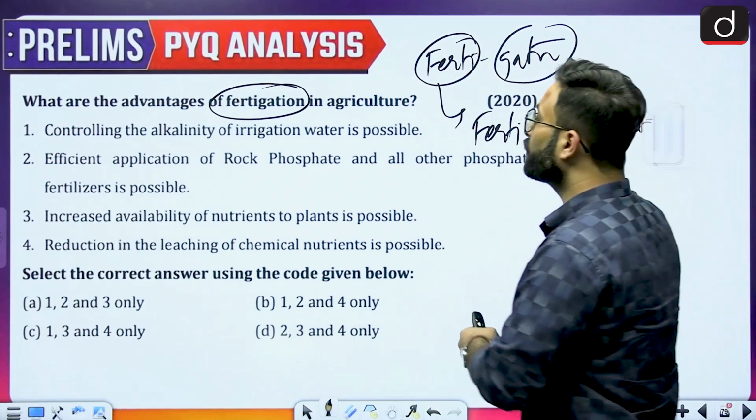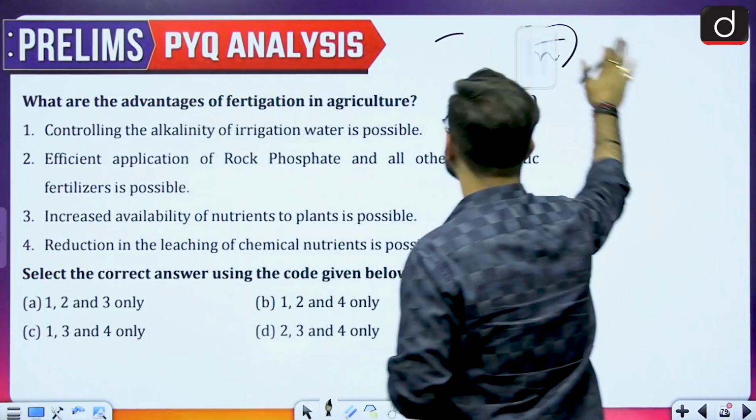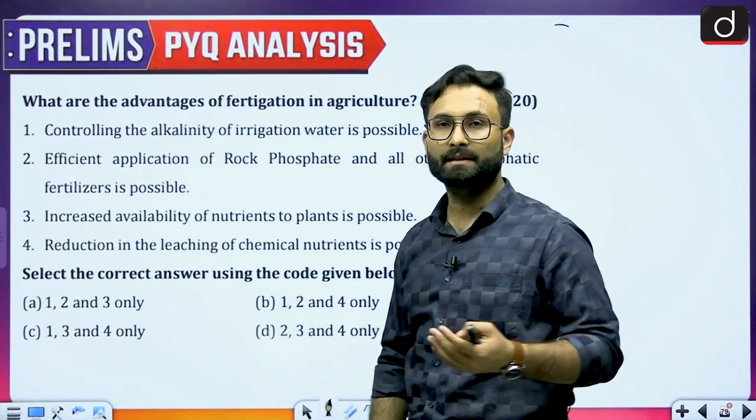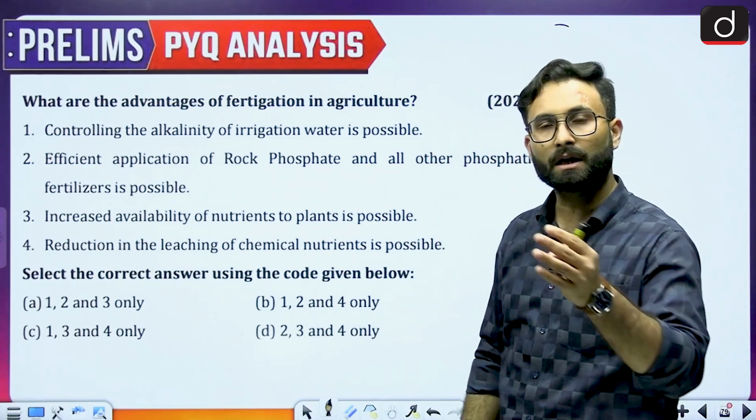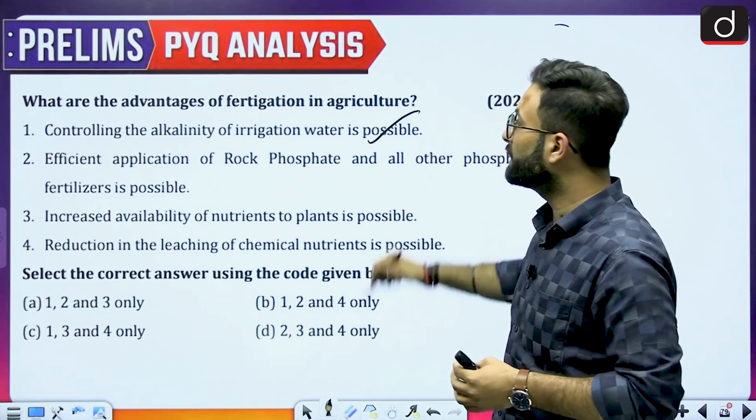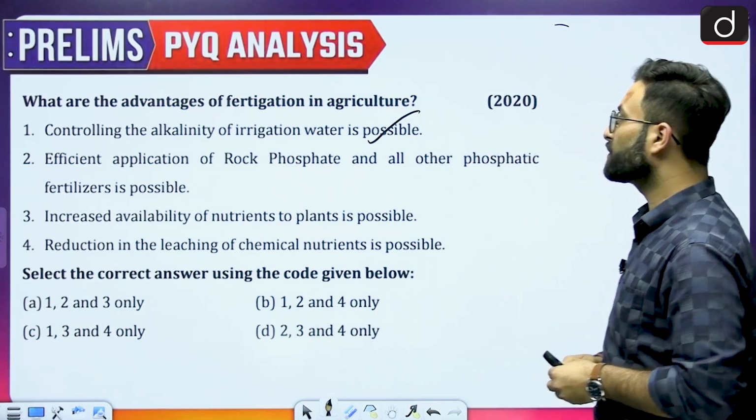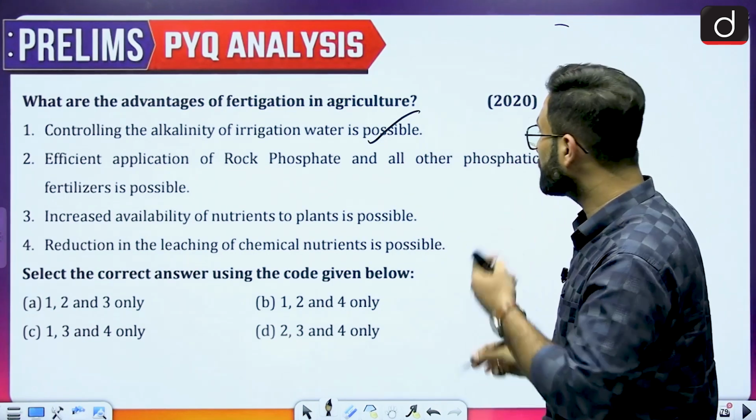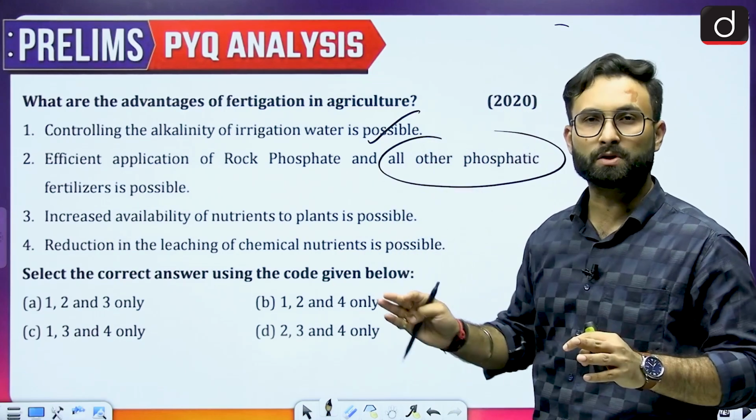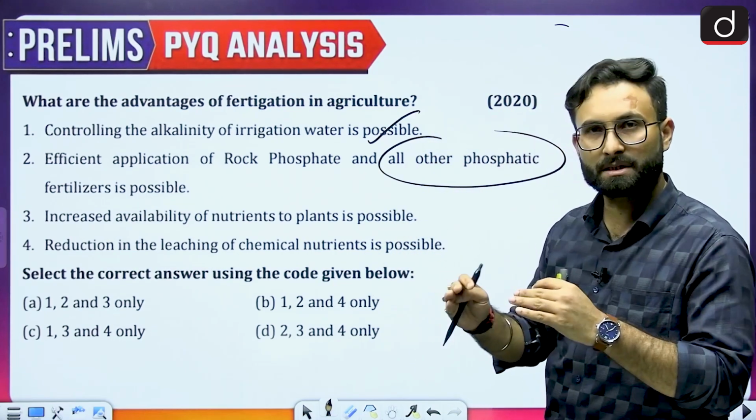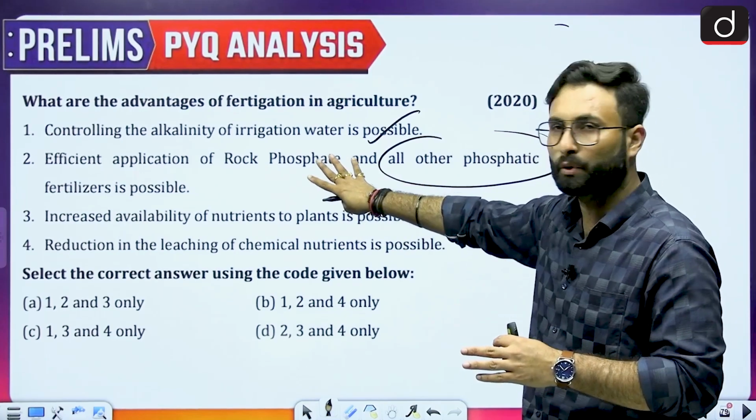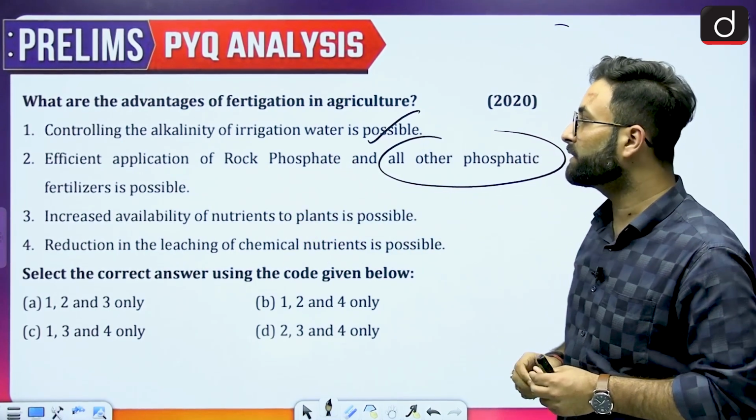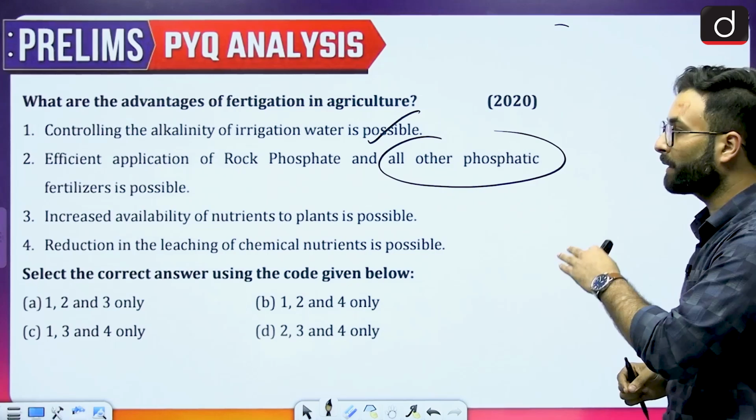Now let's see, controlling the alkalinity of the irrigation is possible. Obviously you are going for something like that, so you will be making sure that you are controlling the alkalinity, so that is possible. Efficient application of rock phosphates and all other phosphatic fertilizer is possible. Now we are saying that all other phosphatic fertilizer is possible. That is a little bit of an extreme statement to make, so we can put this on hold.